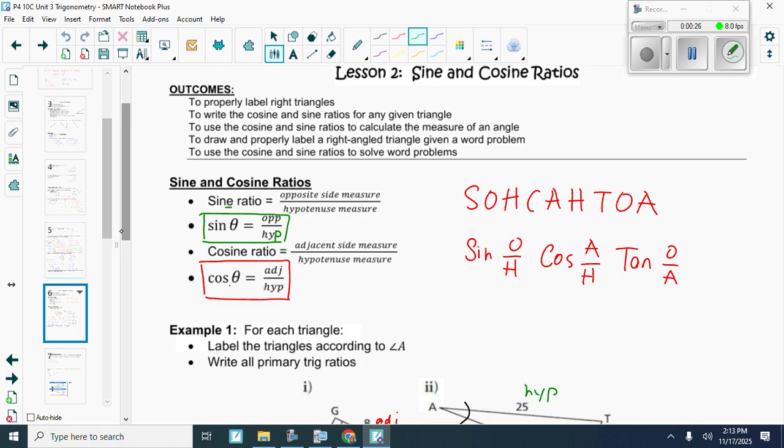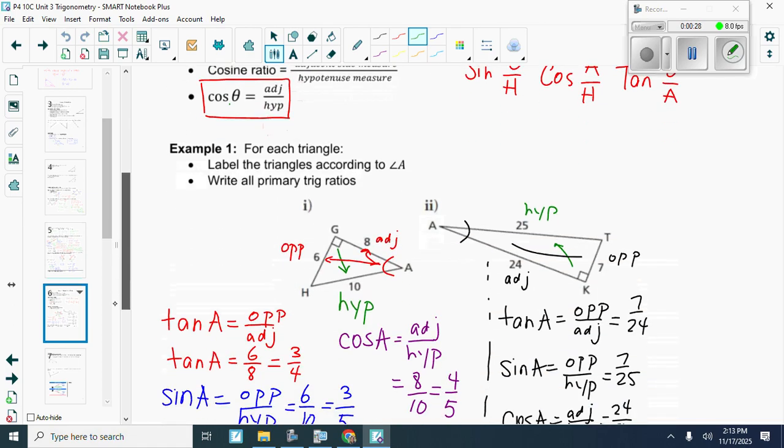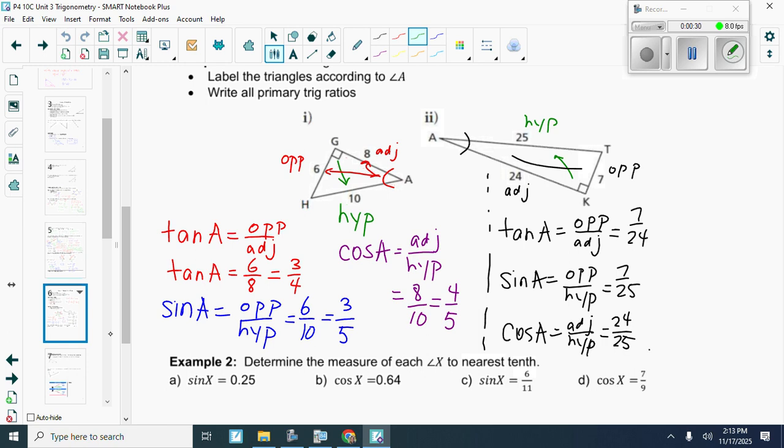Then we just kind of got started on labeling our triangles, and then practicing writing out all 3 of our ratios. So we're going to continue with that. I want you to get really comfortable with labeling the sides of your triangles, and then deciding. Today we're going to transition a little more into looking at a triangle and deciding which ratio I should use in order to solve for my unknown angles.